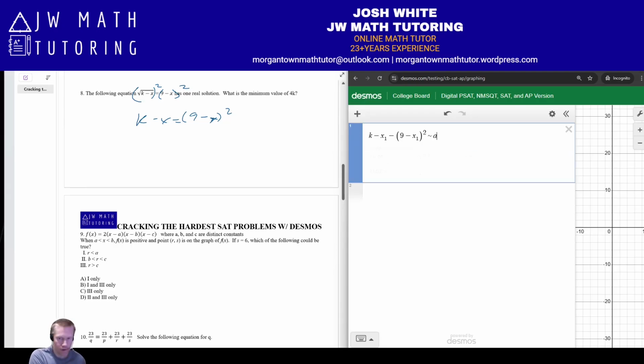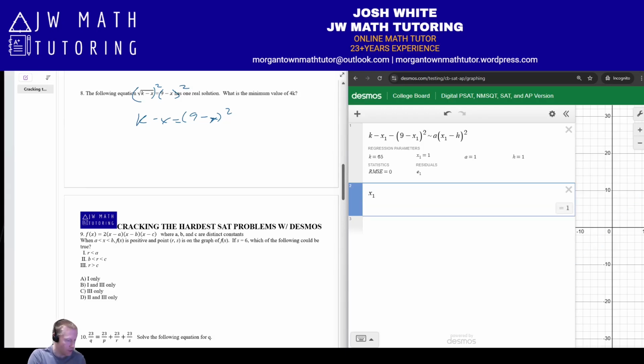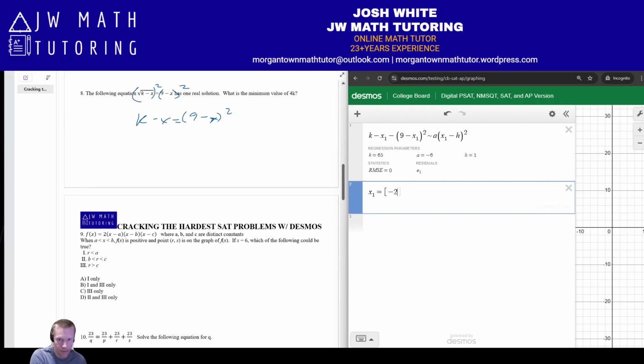Then I'm going to again regress this to its vertex form. Normally, you would see plus k at the end here, but again, k is 0 because there's only one real solution, which means the vertex is on the x-axis, which means the y-coordinate of the vertex is 0. All right, so now I can go ahead and enter in my values for x1.